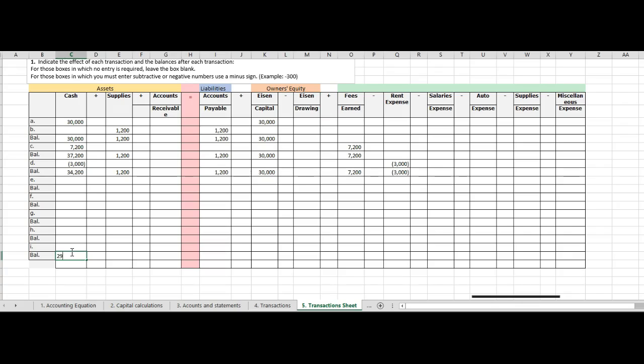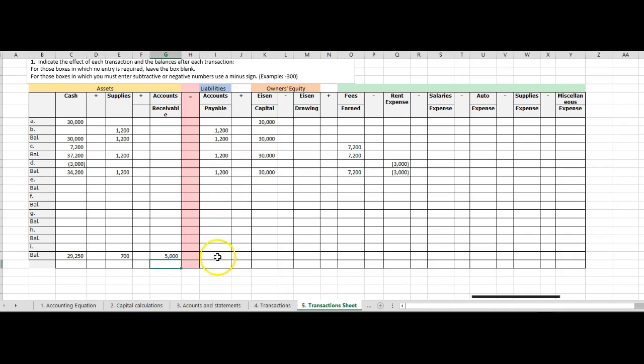So this balance is going to be 29,250. This balance is going to be 5,000. That's not correct. Hold on. Let's see what's going on here. Okay, I had the accounts receivable and supplies flipped from the key. So this one is going to end up with 700 when you're all done, and this one is going to end up with 5,000 when you're done.